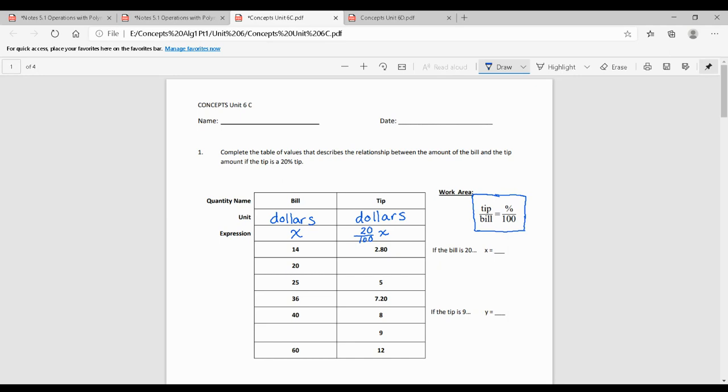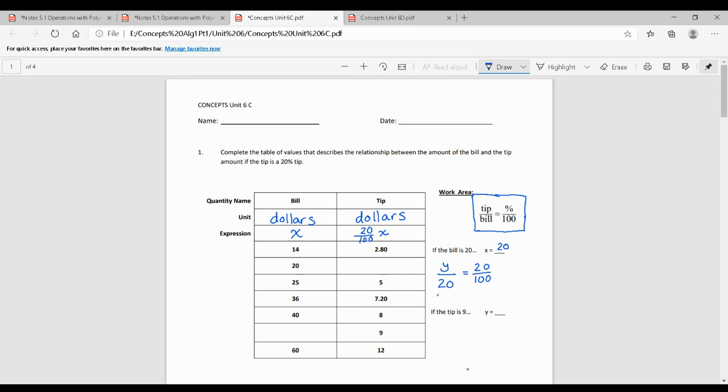Most of the data has been filled in from our calculations from last week, but we have two to do. The first one is if my bill is 20, that means X is 20. So how would I solve for that missing column? We could use the expression or we could use our percent. It's saying that bill is 20, so 20 goes on the bottom. We don't know the tip, so I'm going to call that Y. Our tip is in the Y column. Our percent is 20 over 100. And we can solve that.